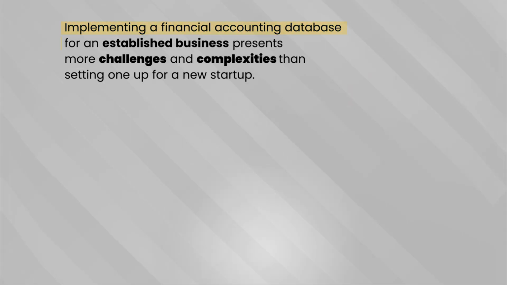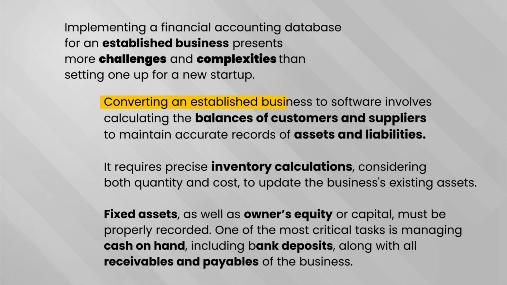Implementing a financial accounting database for an established business presents more challenges and complexities than setting one up for a new startup. Converting an established business to software involves calculating the balances of customers and suppliers to maintain accurate records of assets and liabilities. It requires precise inventory calculations, considering both quantity and cost, to update the business's existing assets. Fixed assets, as well as owner's equity or capital, must be properly recorded. One of the most critical tasks is managing cash on hand, including bank deposits, along with all receivables and payables of the business.